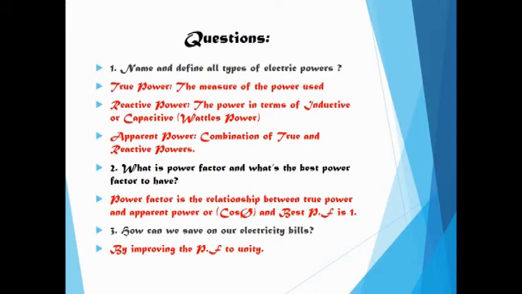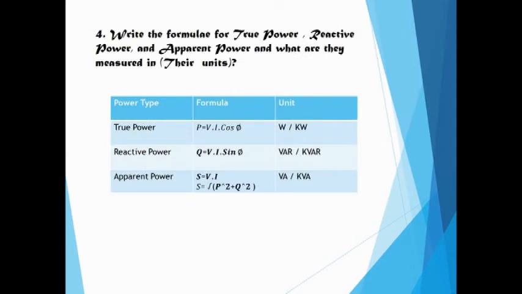First question, name and define all types of electrical powers. True power, the measure of the power used. Reactive power, the power in terms of inductive or capacitive, or wattless power. Apparent power, combination of true and reactive powers, and it's measured in volt amps. What is power factor and what is the best power factor to have? Power factor is the relationship between true power and the apparent power, or cos phi, and the best power factor is 1. How can we save on our electricity bills? By improving the power factor to unity.